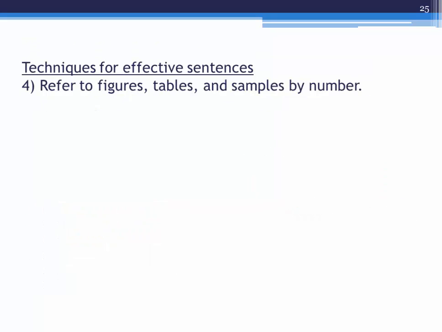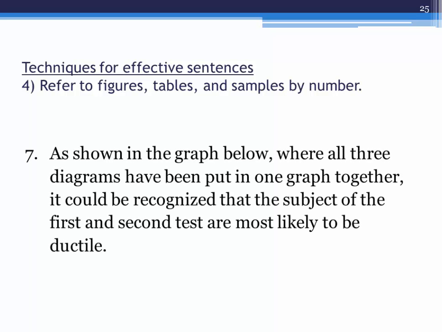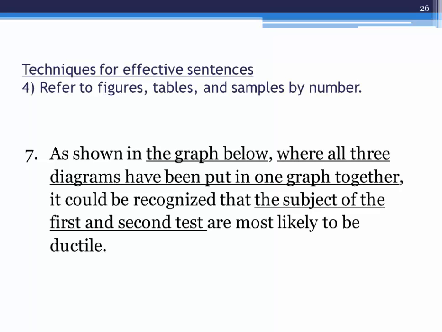One more technique that you can use to improve your writing is to refer to figures, tables, and samples by number. Read over sentence 7. The long-winded underlined phrases can all be simplified by referring to the graph and samples by their numbers.